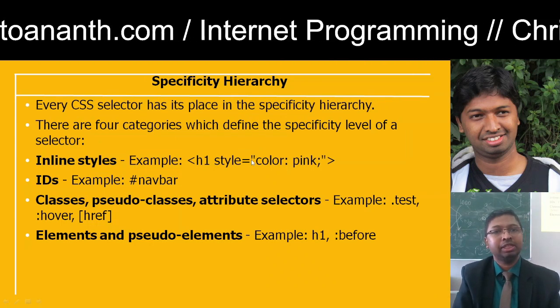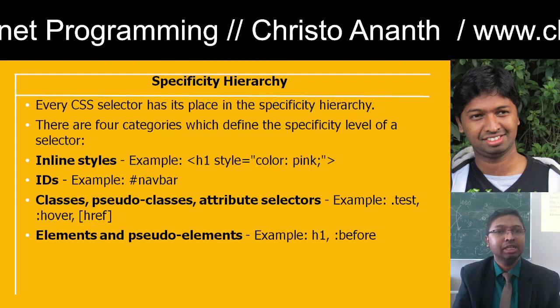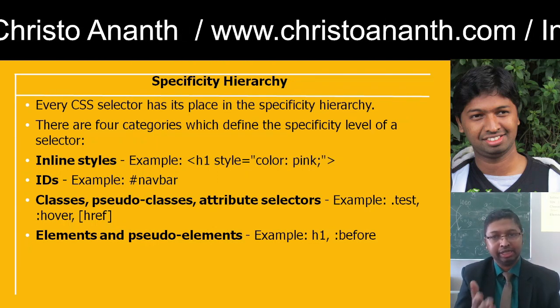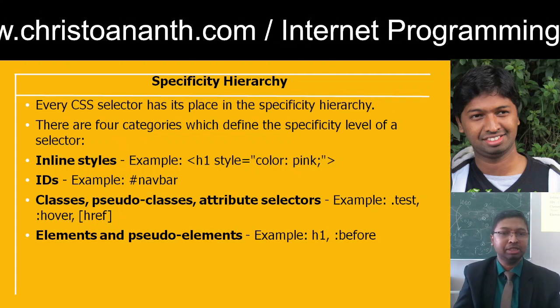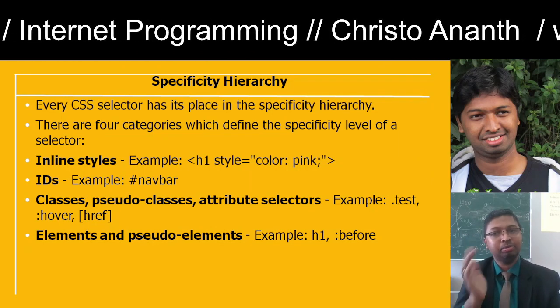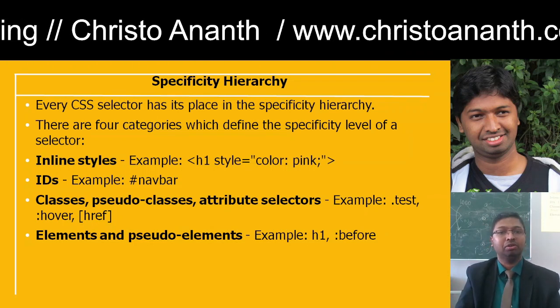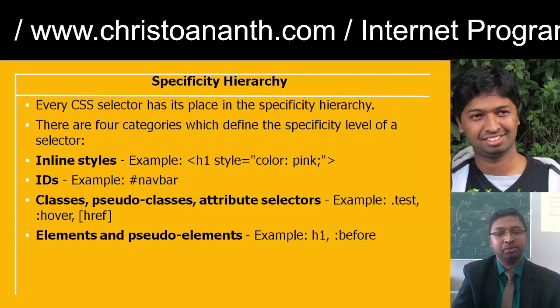And then specificity hierarchy. Every CSS selector has a hierarchy. There are 4 categories: inline styles, like h1 style color pink; IDs, for example the navigation bar; classes, pseudo classes and attribute selectors, maybe like .test:hover; and then elements and pseudo elements, like h1::before.